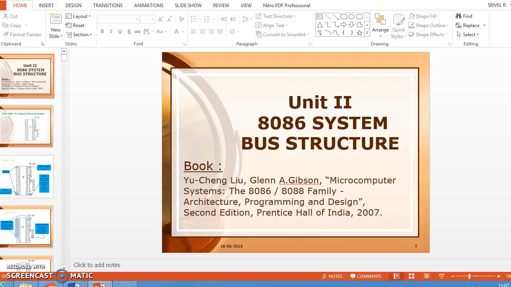So I'm going to give a small introduction about microprocessor and microcontroller. Now we are going to discuss Unit 2, 8086 System Bus Architecture. I have taken this topic from the book by Gibson, Microcomputer Systems: The 8086/8088 Family Architecture, Programming and Design, second edition, Prentice Hall of India.